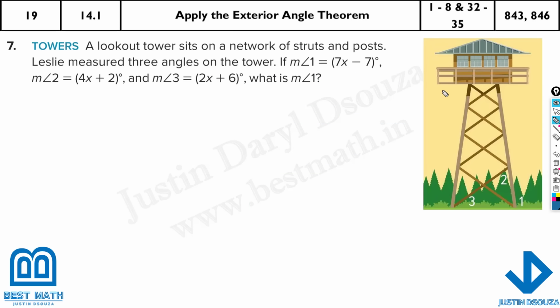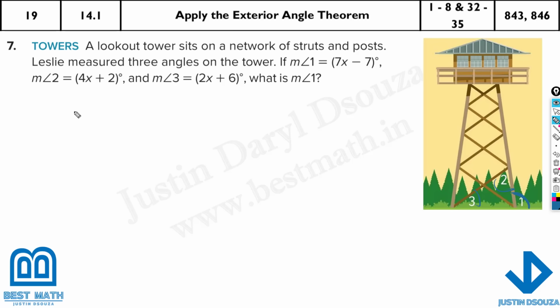We have a real world problem here. A lookout tower sits on a network of struts and posts. Leslie measured 3 angles on the tower. If the measure of angle 1, you can see this is the outside angle, is 7x minus 7. The measure of angle 2, okay, and these interior angles are given. What is the measure? First, let's find x and then we will solve it.